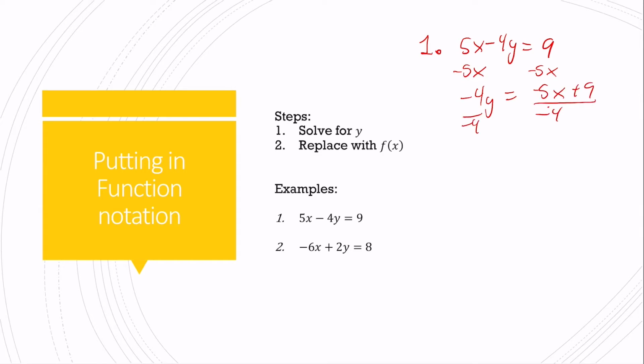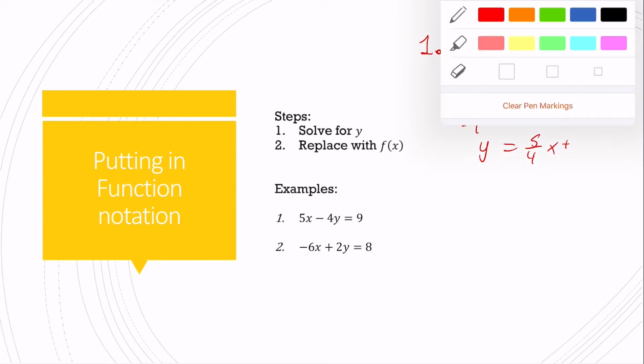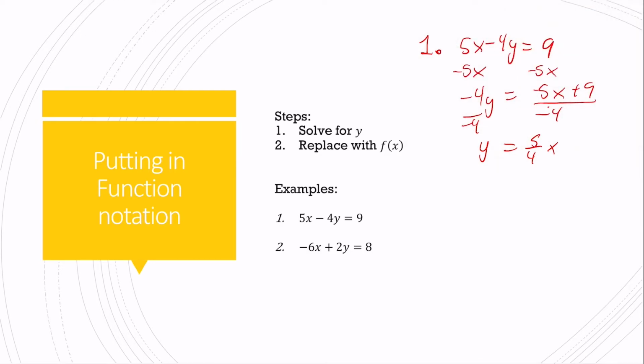I then have y equals 5/4 x, not plus, minus 9/4. So I could rewrite this as f of x, meaning this function depends on x, f of x equals 5/4 x minus 9/4. All right, let's do one more example.